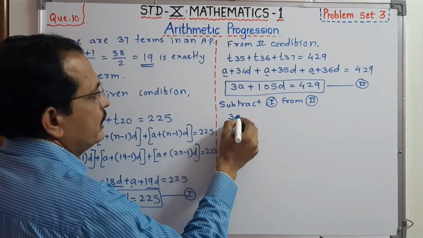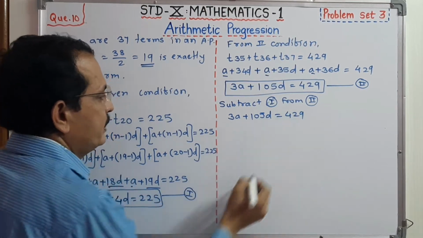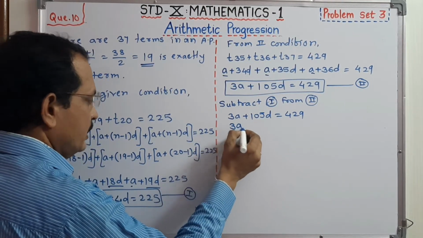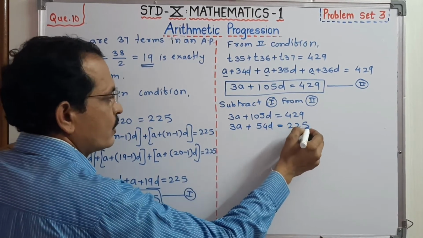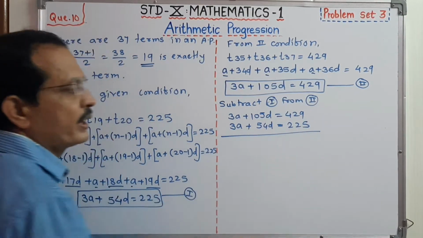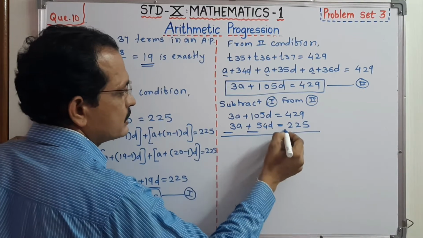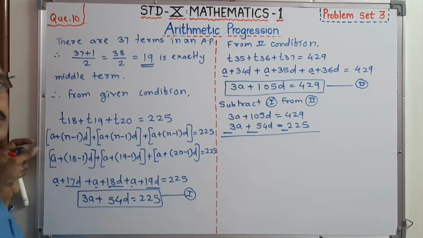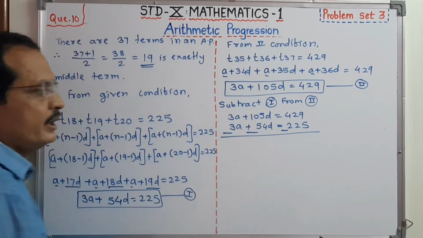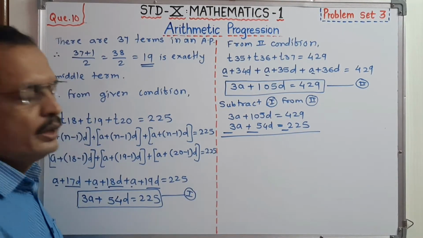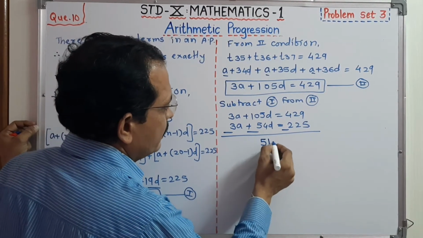Now 3a plus 105d is equal to 429. Then 3a plus 54d is equal to 225. We have to do the subtraction. Now for that purpose, minus, this minus. Now see here, this 3a gets cancelled. 105d minus 54d, it is 1, and here it is 5.